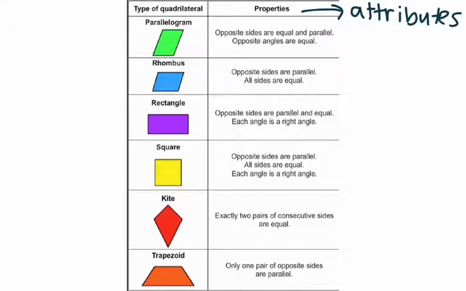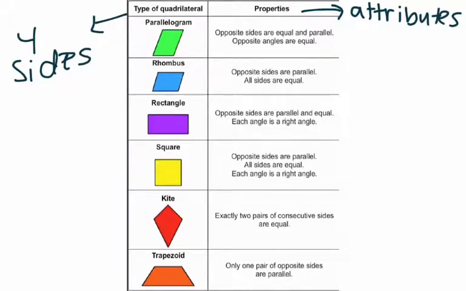Let's talk about quadrilaterals and their subcategories. We know that a quadrilateral is a polygon, so it has to be closed, flat, straight lines. But it's a polygon that's closed, flat, straight lines, and has 4 sides. And underneath quadrilaterals, we have subcategories.